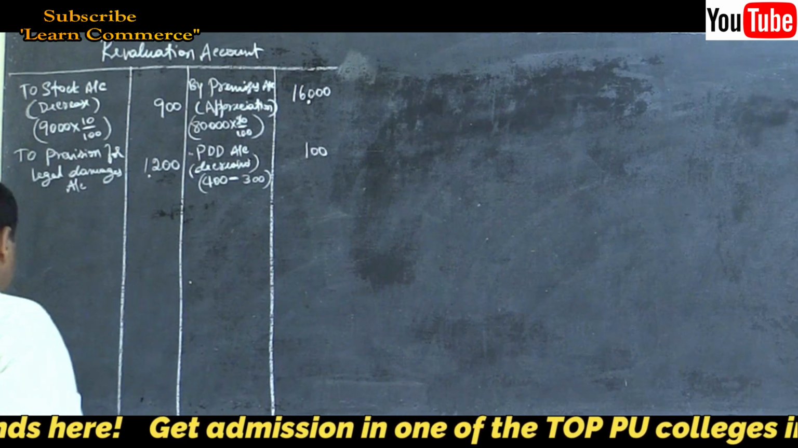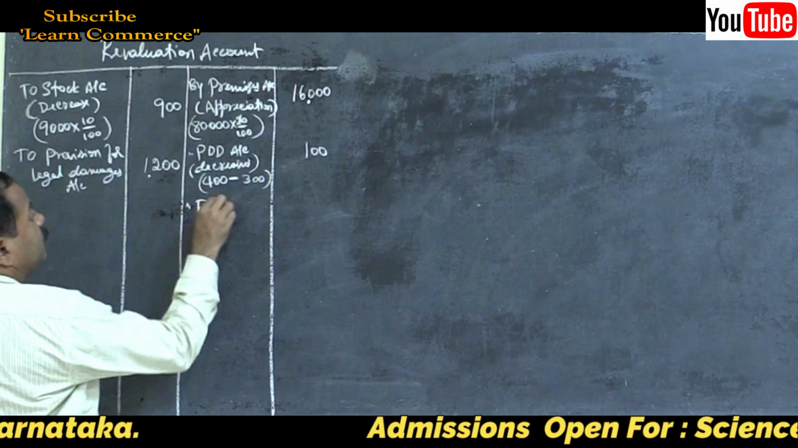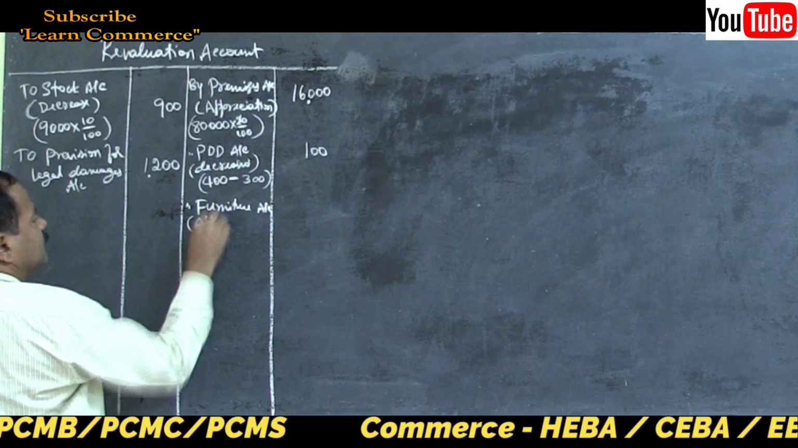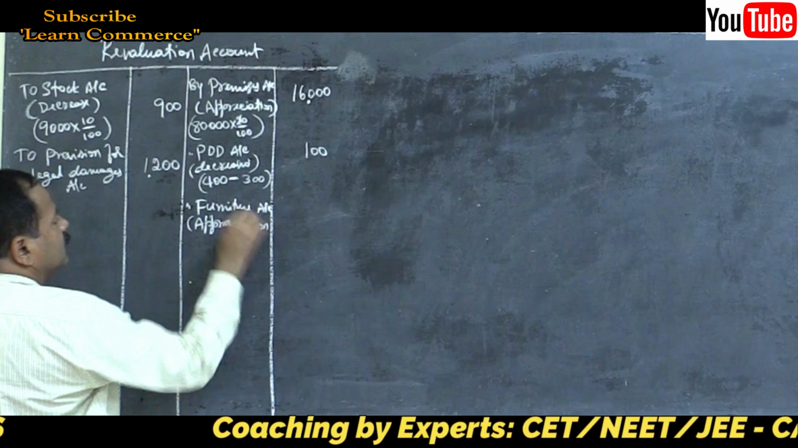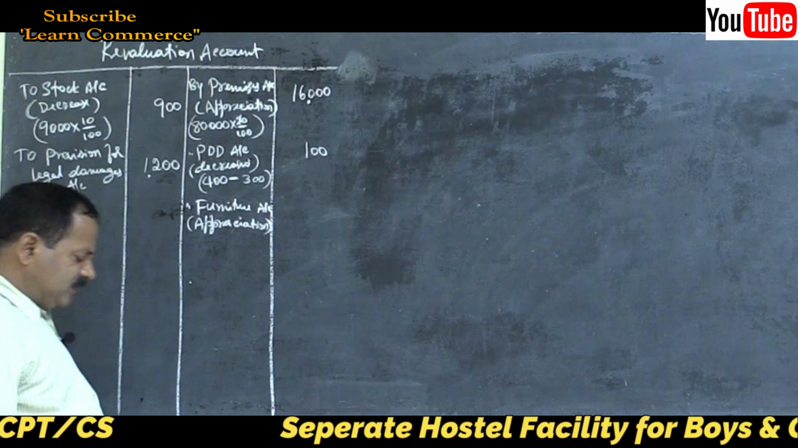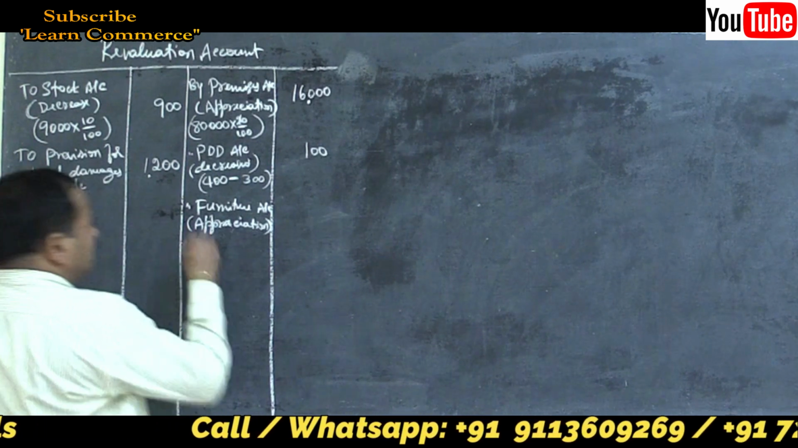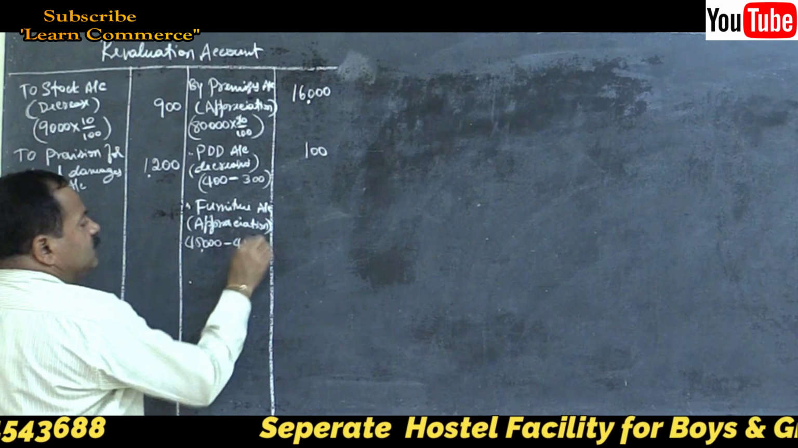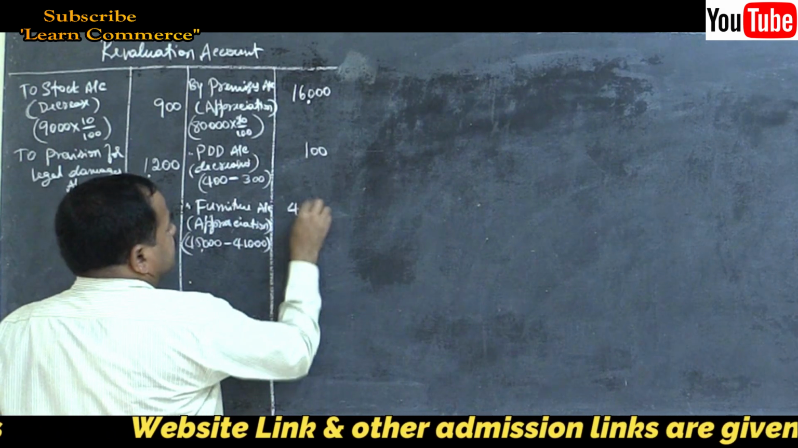Then by furniture account, appreciation. How much? 45,000 minus 41,000. 45,000 is the current value. They gave the earlier value as 41,000. So there is an increase of rupees 4,000, which is a profit to the business.